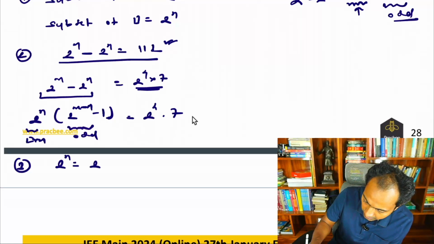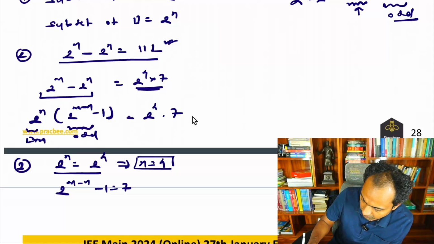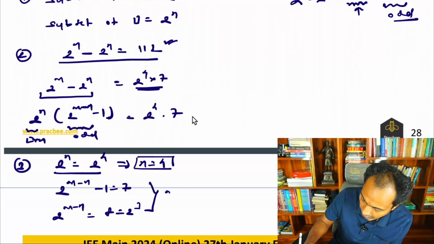So if you have this, in the next step or the third step, we can write 2 raised to the power n is equal to 2 raised to the power 4. We get the value of n is 4, and 2 raised to the power m minus n, minus 1 is equal to 7. So 2 raised to the power m minus n is equal to 8, that is 2 raised to the power 3. Hence m minus n comes out to be 3, or m comes out to be 7.